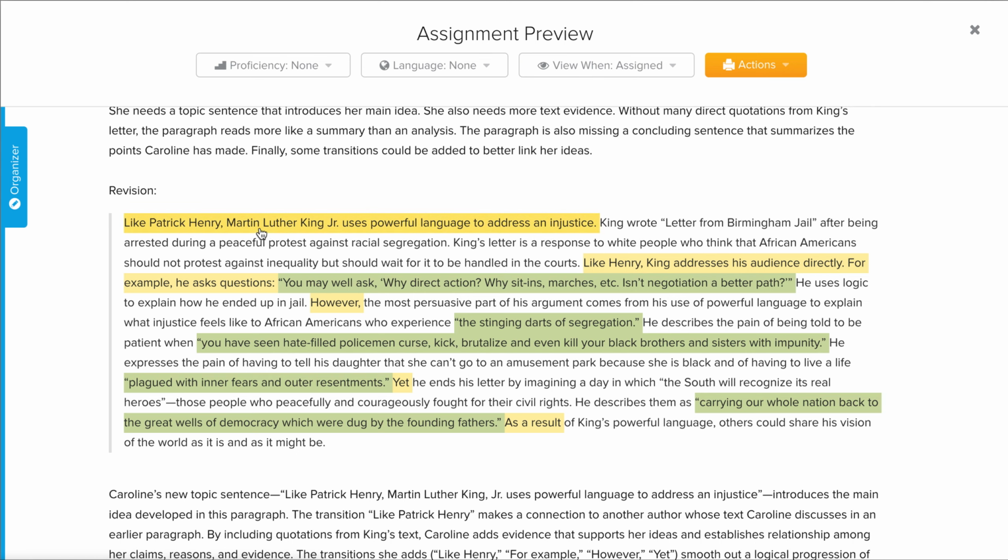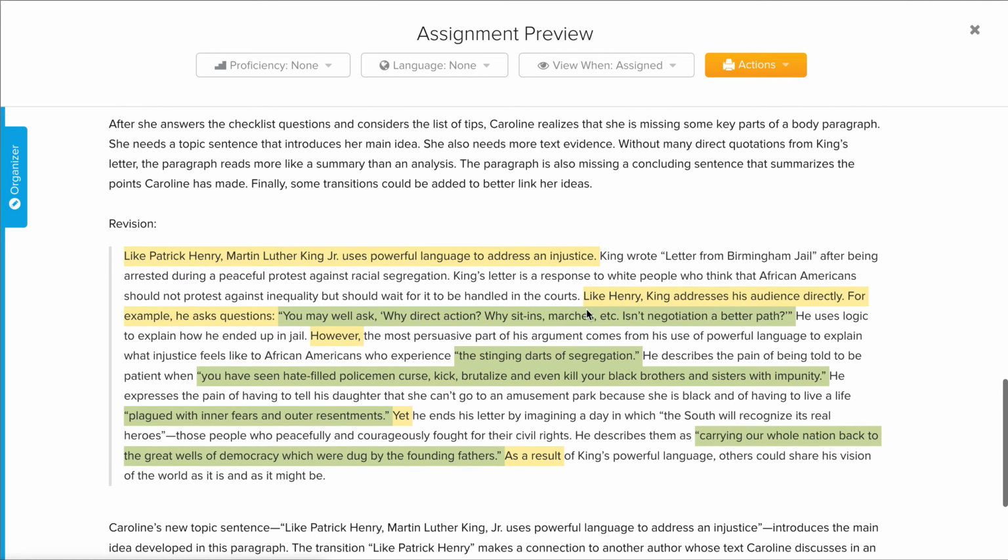And then finally, on the last sentence, she does a good job of tying it back to her main claim that words can change the world. She says, as a result of King's powerful language, others could share his vision of the world as it is and as it might be. Great way to tie this back to her main claim for this essay.